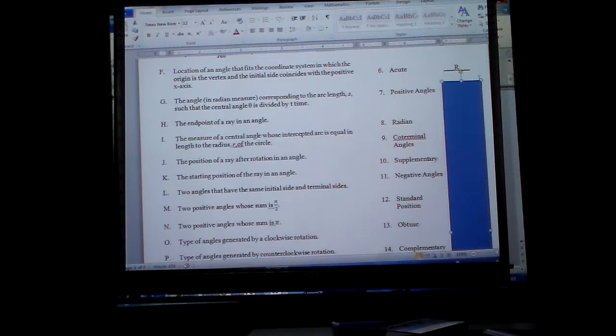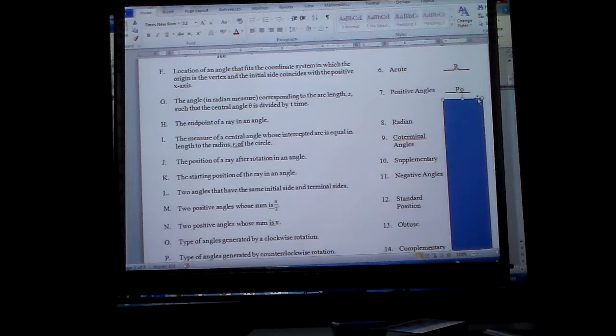Okay? Now, positive angles basically are angles that rotate in the positive direction. Remember, starting position is on the x-axis. It's got to go up first, meaning it's rotating counterclockwise, which would make it choice P. You can see it right there, barely on the screen.